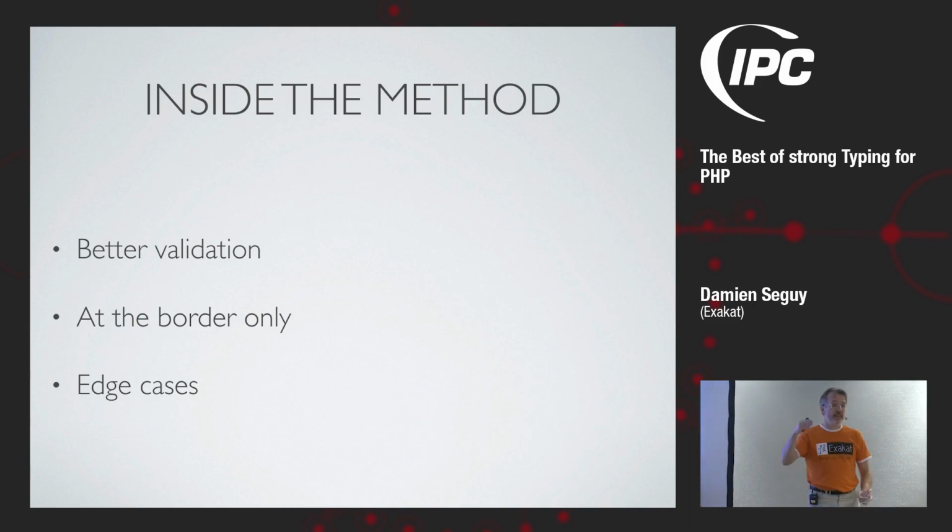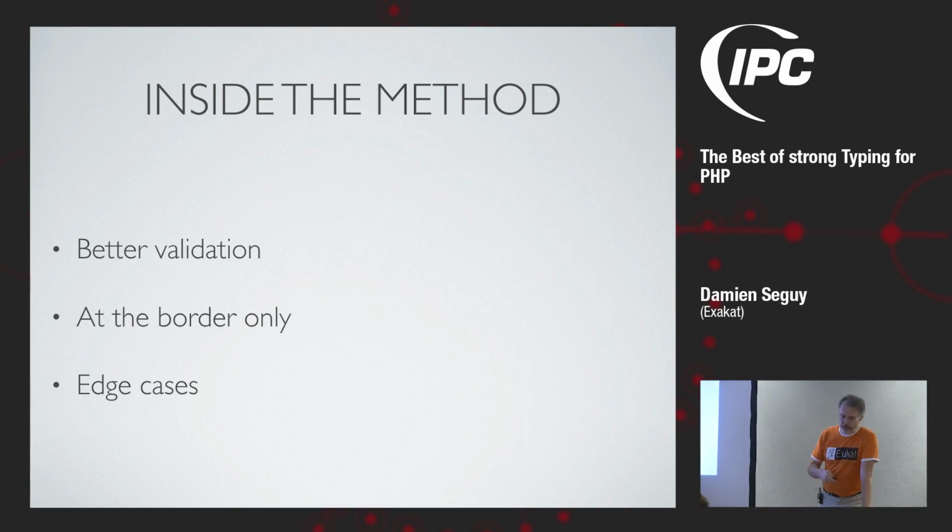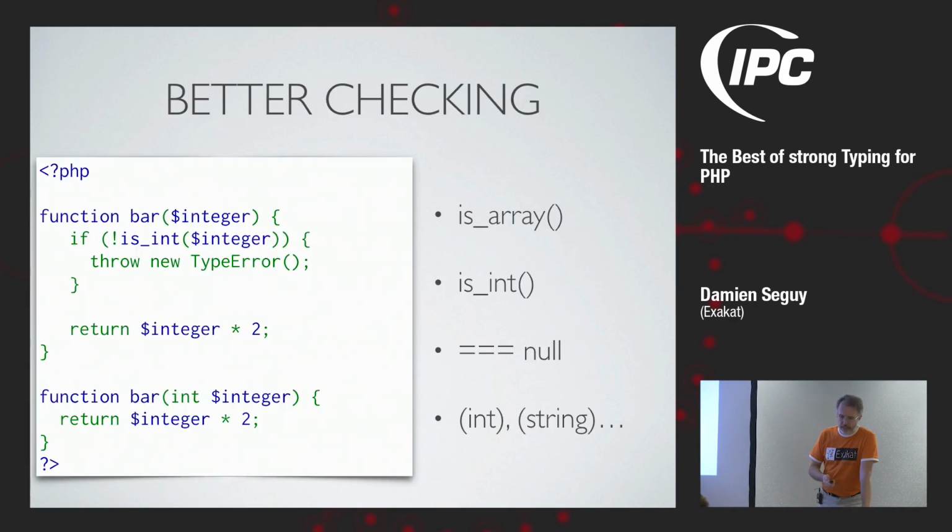Inside the method, what is the impact of typing inside the method? How are you going to write code differently because you're using typing? And I would say if people go to reach typings, it is because you have far better checking than you used to do. Just look at this one.